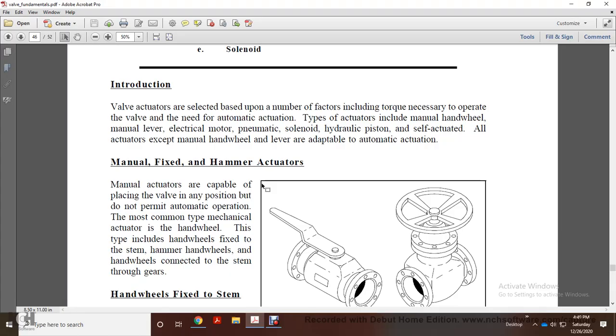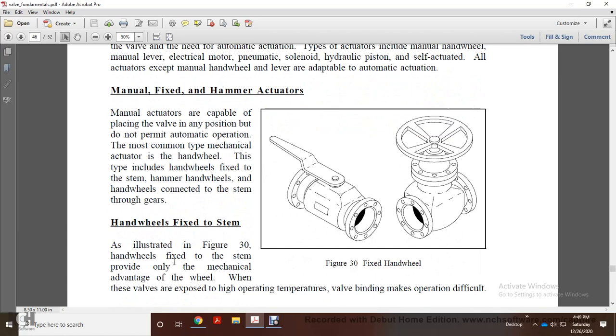Manual actuators are capable of placing the valve in any position, but do not permit automatic operation. The most common type of mechanical actuator is a hand wheel. This type includes hand wheels fixed to the stem, hammer hand wheels, and hand wheels connected to the stem through gears. Figure 30 shows a fixed hand wheel.